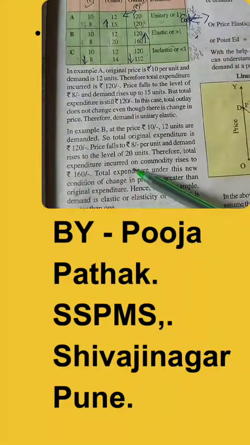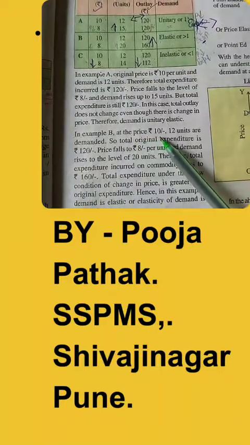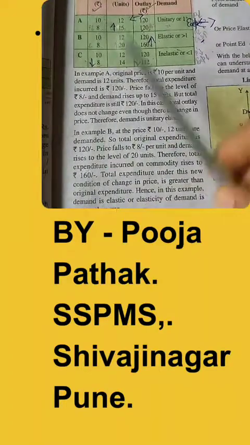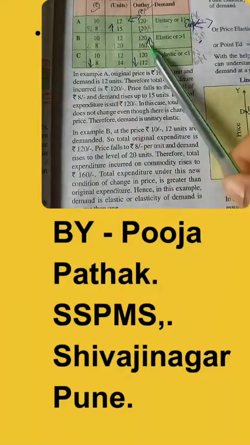Now the next example. In example B, at price 10, 12 units are demanded. So total expenditure is 120.